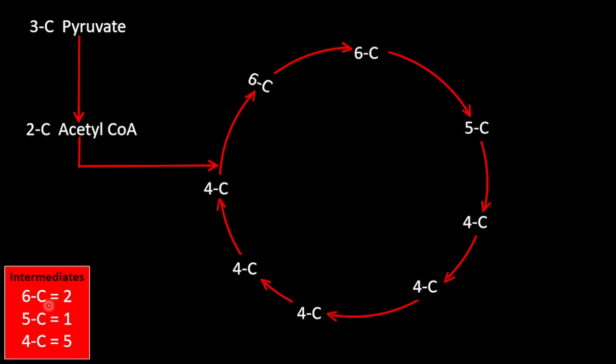And so within the cycle, we only have 2 6-carbon molecules. So notice 1, 2 here. We only have 1 5-carbon molecule, if you make a note of it, on the right. And for the 4-carbon molecules, we only have 5 of those. All right, so please remember these numbers, 2, 1, 5, in terms of the number of carbon molecules that are produced: 6-carbon molecule, 5-carbon molecule, and 4-carbon molecules. So there are 2, 1, 5 in that specific order.